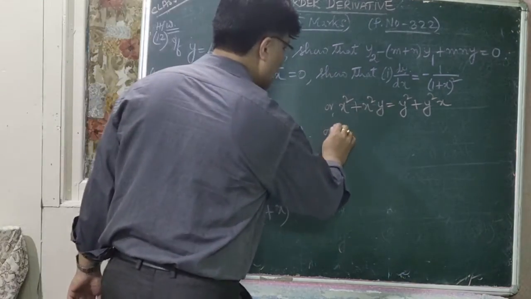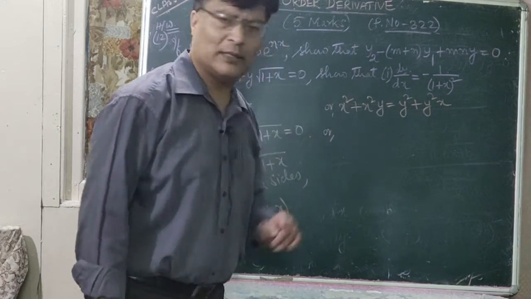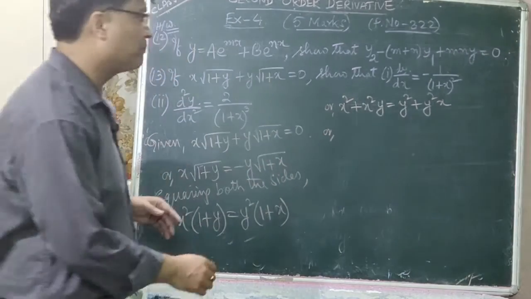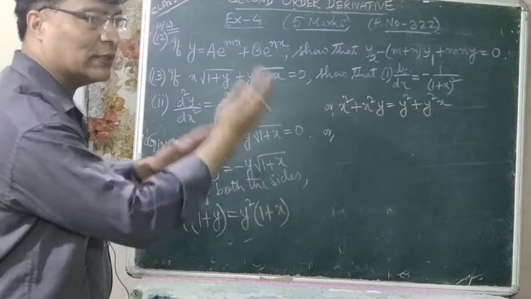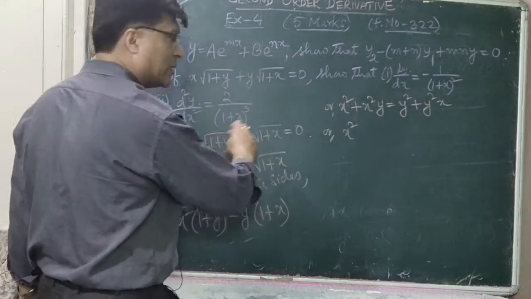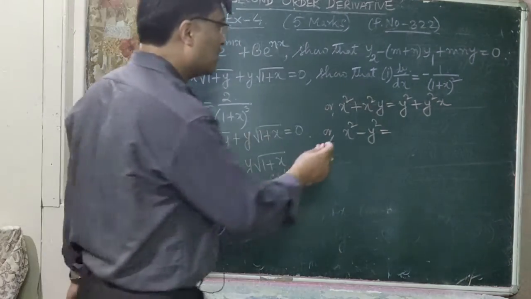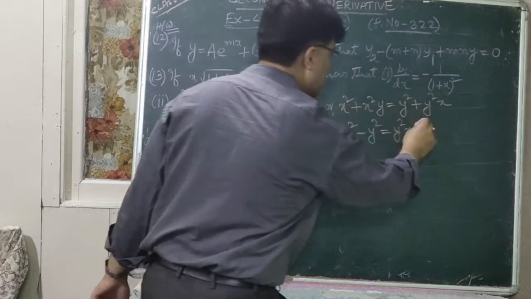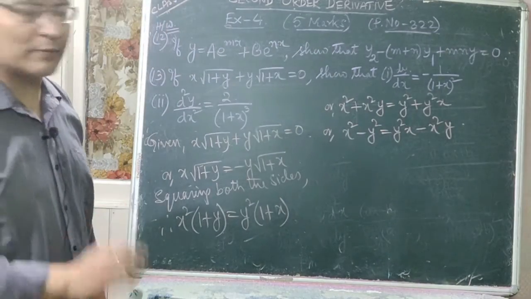Now x square, y square term, this is x square term, this is y square term. Let us keep them on one side, and this y square x term and x square y term, let us keep them on the other side. Okay, so y square, take to the left hand side, it becomes minus y square, which is equal to, on the right hand side, what do we write? It is x square y, take it to the right hand side, it becomes minus x square y. So I think you have understood it.